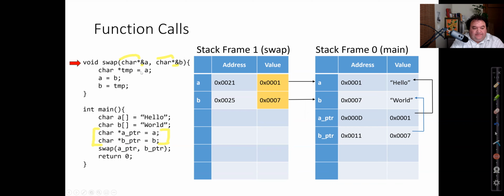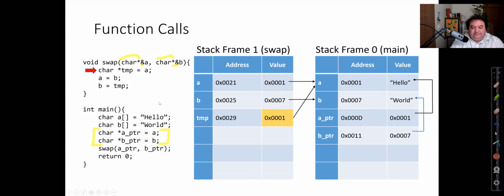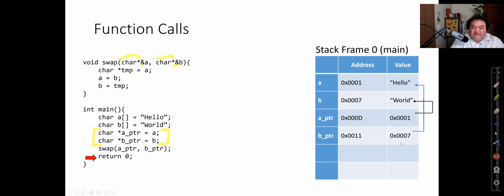Now we have as a temporary variable a char star temp. At this point we have saved the location of the array. Now we reassign the location of a so that it points to the other array, and then we assign the location saved in temp to b. So the original arrays stay in the same location, and the two pointers have been swapped.